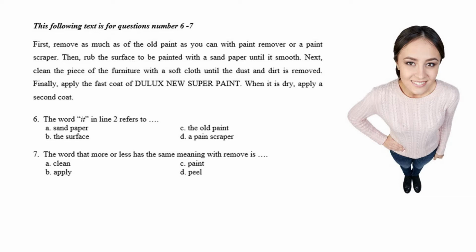6. The word "it" in line 2 refers to A. Sandpaper. B. The surface. C. The old paint. D. A paint scraper. 7. The word that more or less has the same meaning with "remove" is A. Clean. B. Apply. C. Paint. D. Peel.